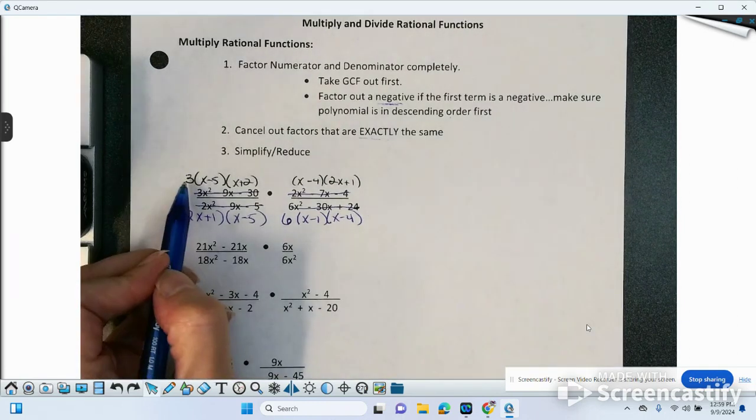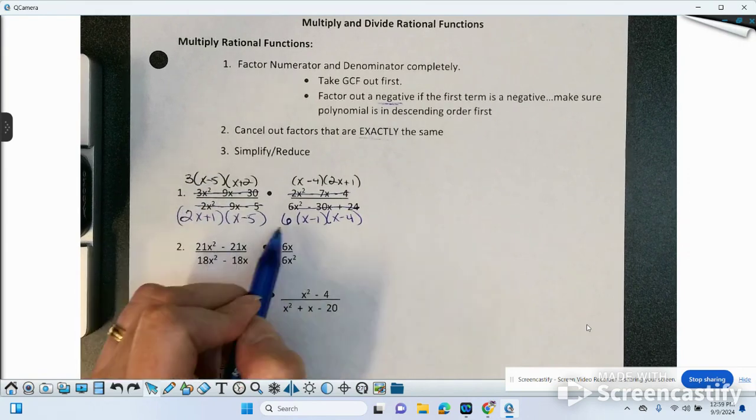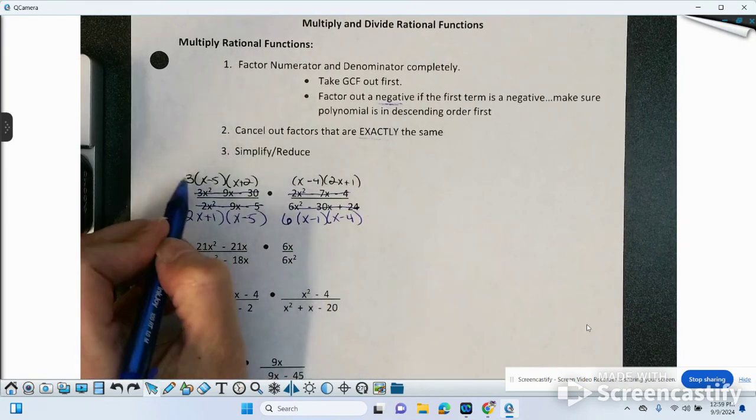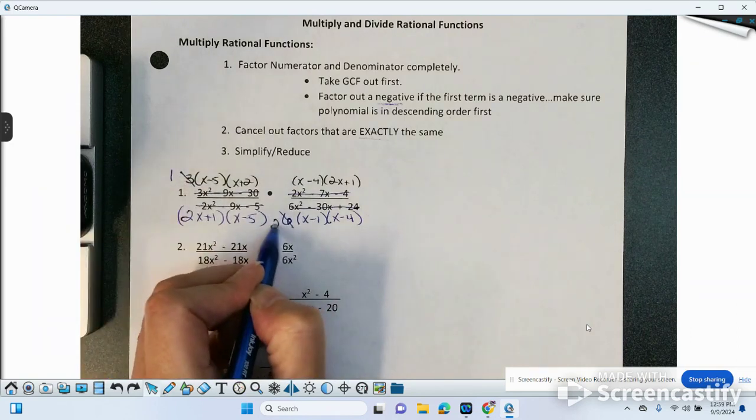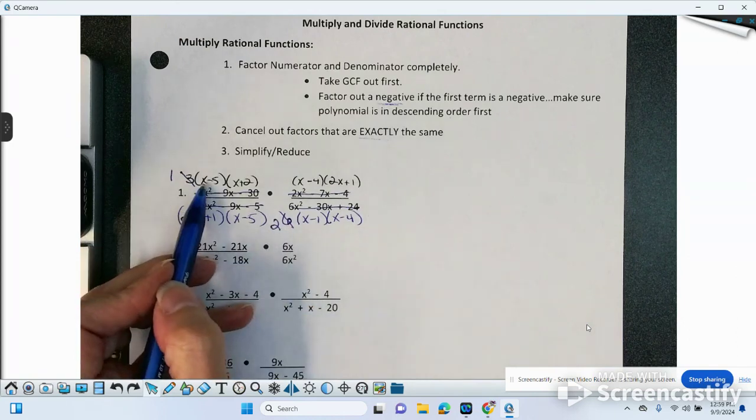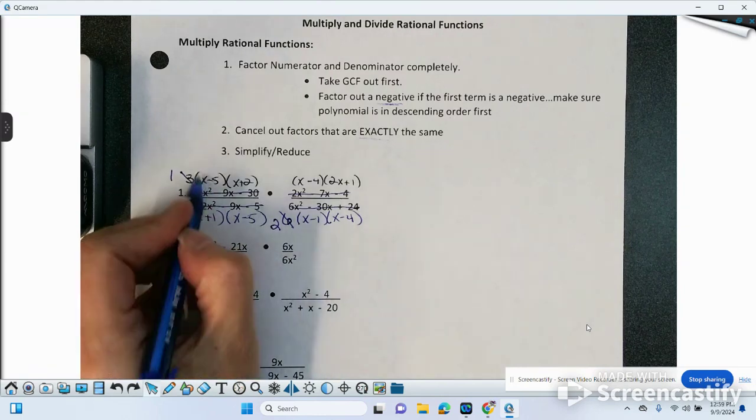Does 3 divide evenly into, here's another number, 6? It does. So what I'm going to do is cancel that 3. I'm going to say 3 goes into 3 one time, 3 goes into 6 2 times. I'm going to walk across my numerator so I don't lose anything. Is there an x minus 5 on the bottom? There is, so that would cancel out.